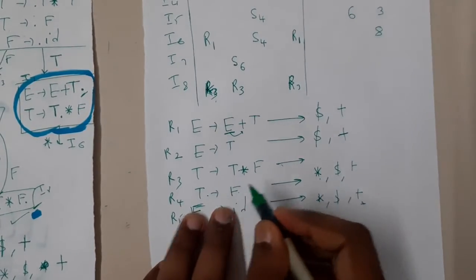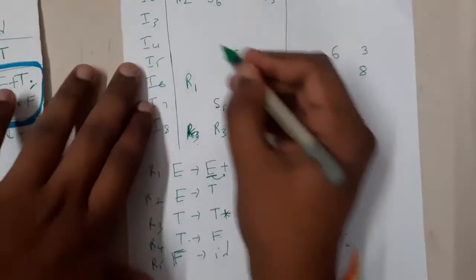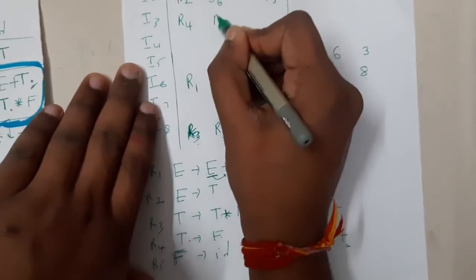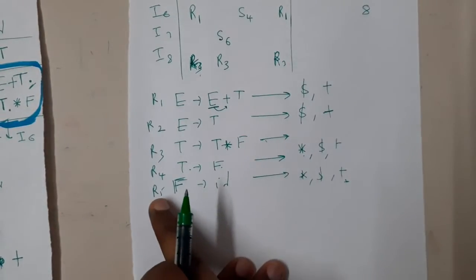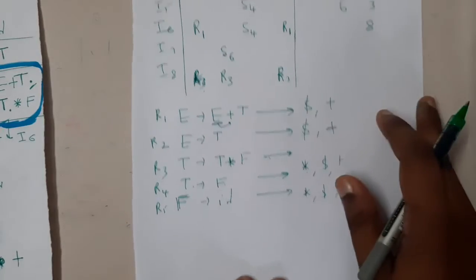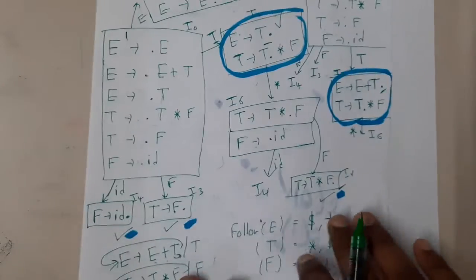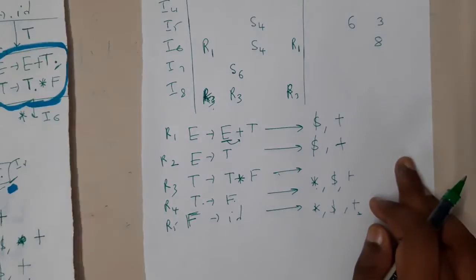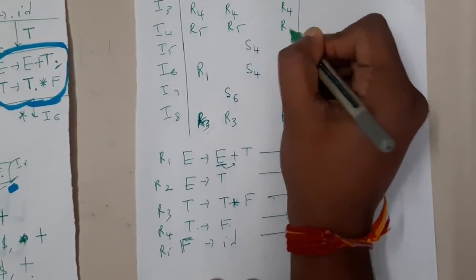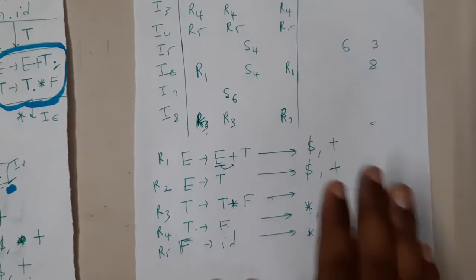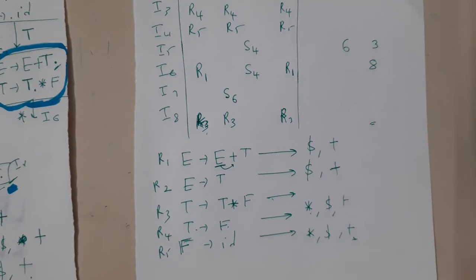And similarly, T implies F. So T implies F ended at I3. So in I3 also I am going to get R4. Only in ID we are not going to get it. Similarly, at R5, F implies ID. So where did F implies ID end? In I4. So in I4 I am going to get R5. So is there any clash, guys? No. As there is no clash, we can conclude that there is no issue here.